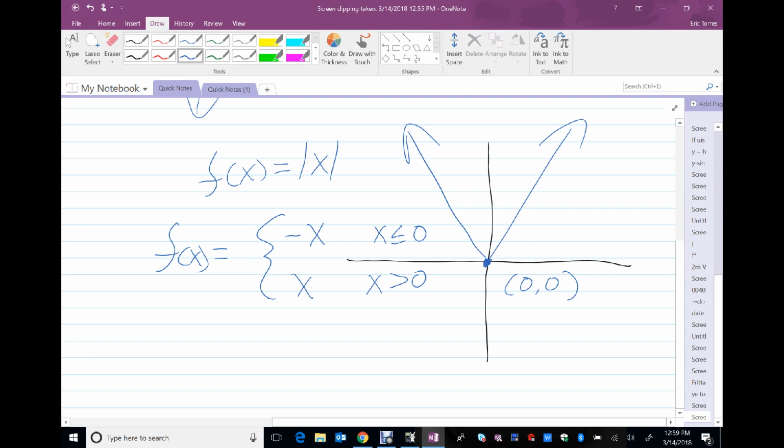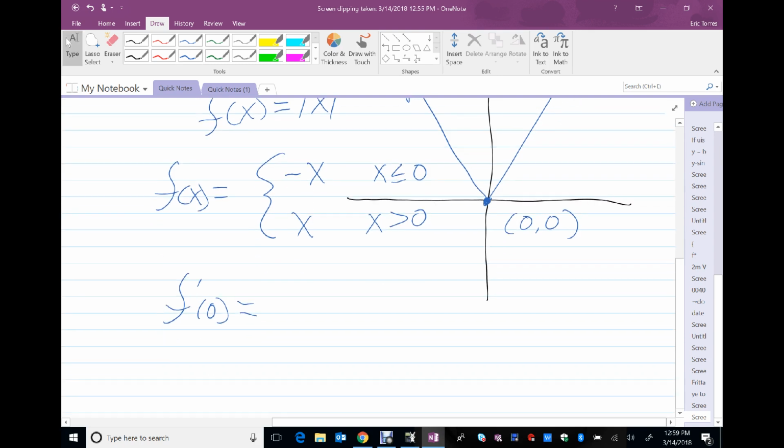But when I take the derivative, it's very important to note that it is negative 1 only when x is less than 0. I cannot include x is 0, and it equals positive 1 when x is greater than 0. So even though the function's defined at 0, its derivative is not.